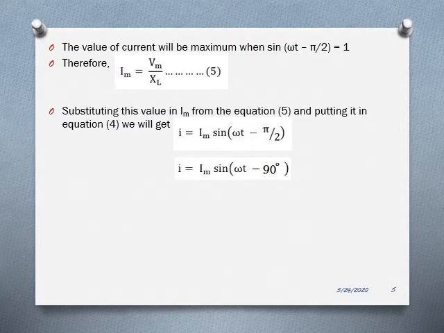Now the value of current will reach its maximum when sin of omega t minus pi by 2 becomes 1. Therefore, Im will be equal to Vm divided by XL. So you may write that i is equal to Im sin of omega t minus pi by 2, or Im sin of omega t minus 90 degrees amperes.